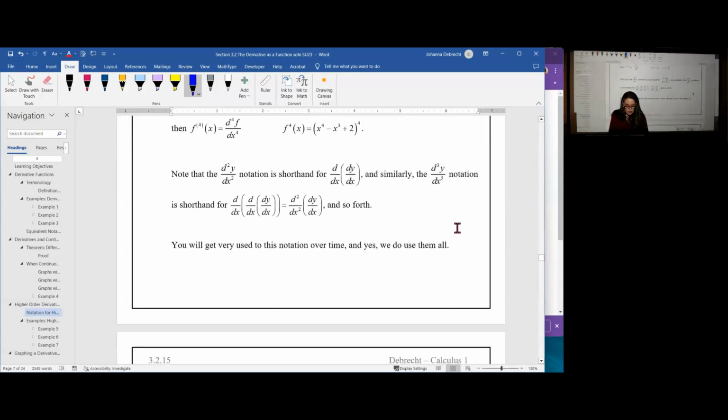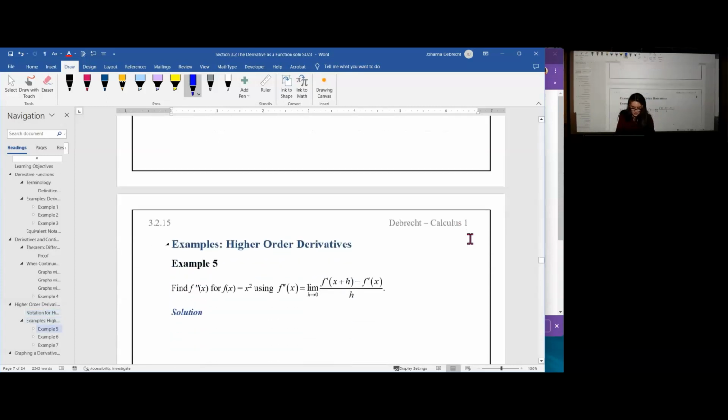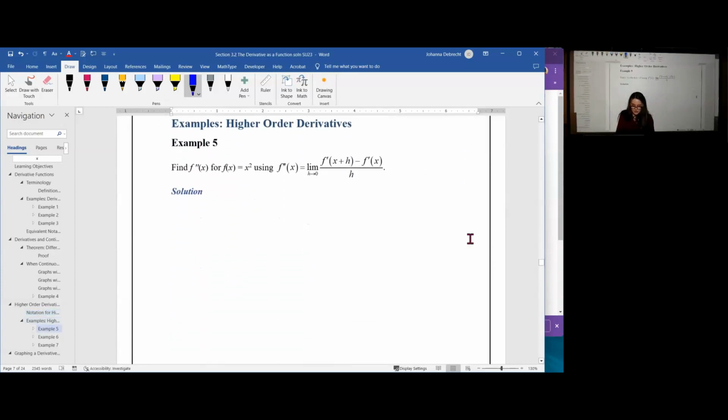Now, we can also represent these derivatives by the derivative of the derivative. The second derivative of y with respect to x both times means we took the derivative once, dy dx, and then we apply the derivative operation with respect to x again. The third derivative then must be the derivative of dy dx, and so on. Let's now look at some examples of higher order derivatives.